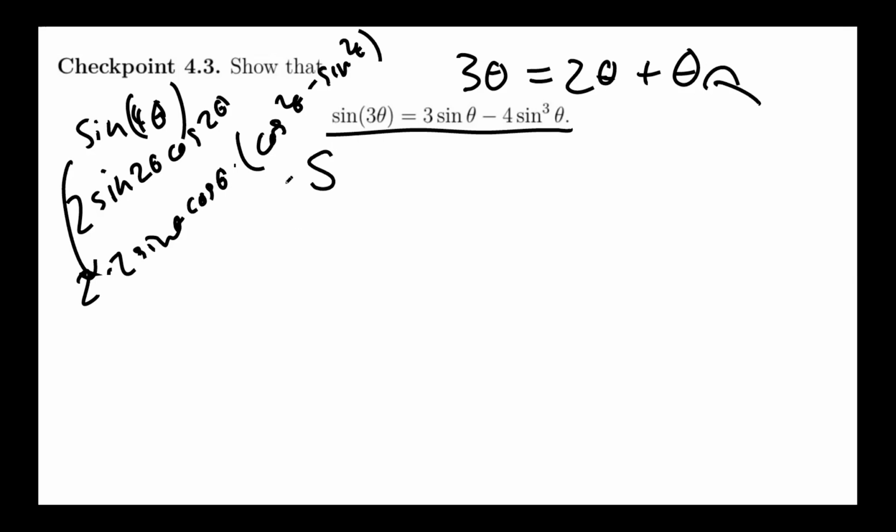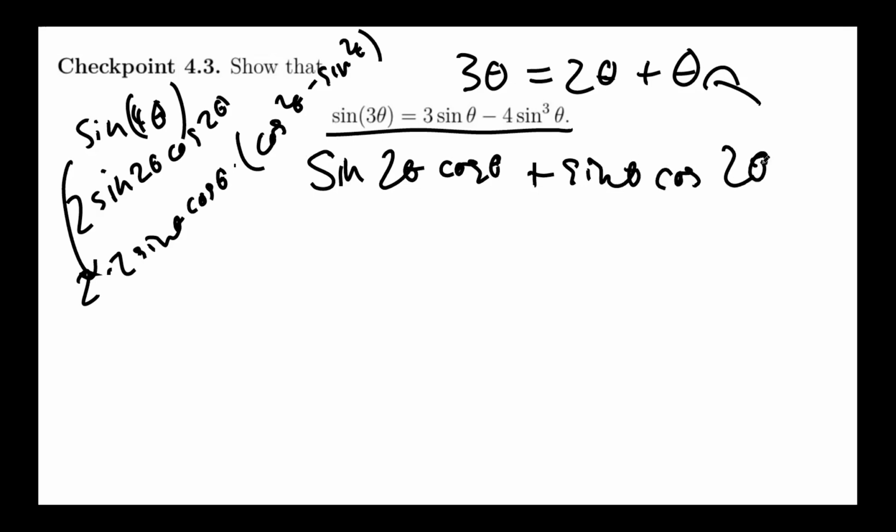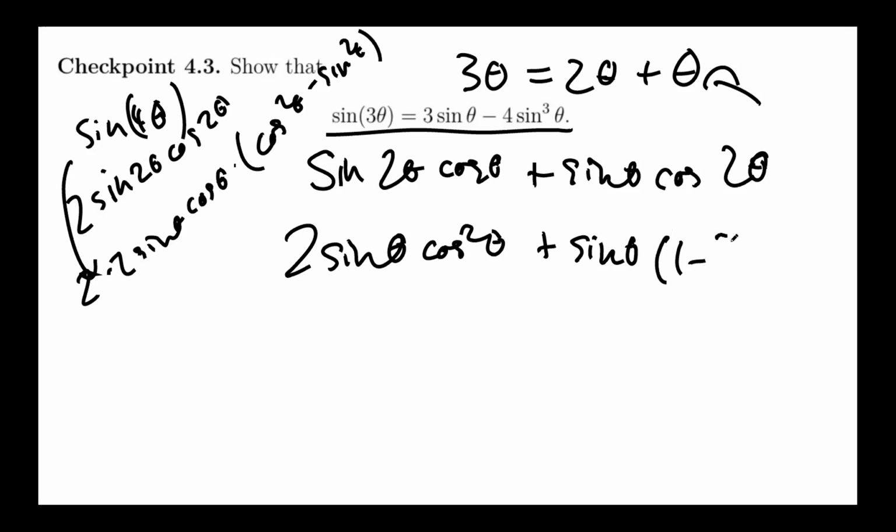So if we do this, we have sine 2 theta cosine theta plus sine theta cosine 2 theta. This is from the addition identities. And then we just replace the sine 2 theta with the double angle identity. That's 2 sine theta cosine squared theta plus sine theta times 1 minus 2 sine squared theta. And that's the double angle for cosine.